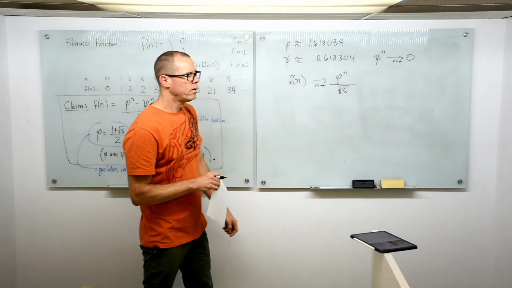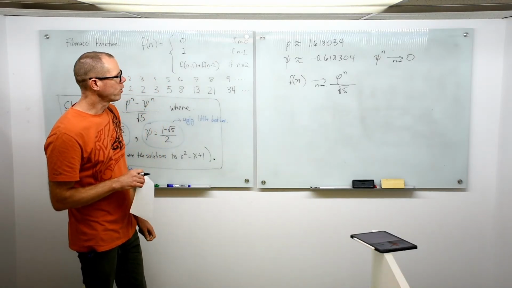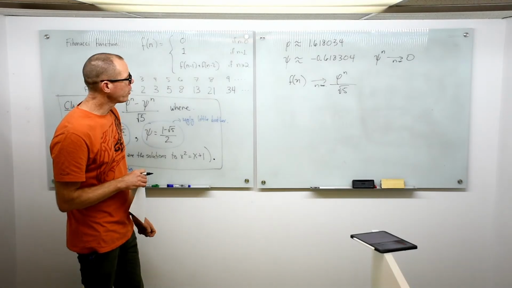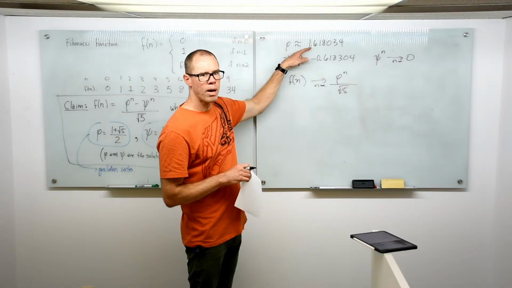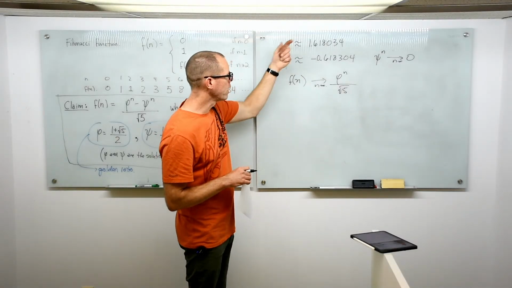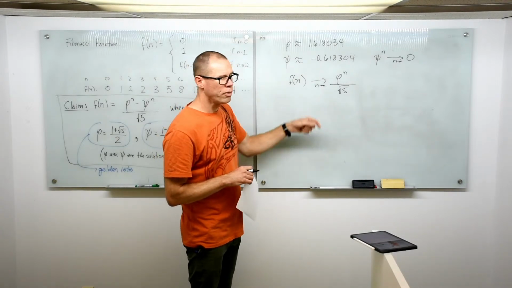So if you want a quick and easy hack to get close to a correct answer for the Fibonacci numbers, just take this thing and raise it to the power n, and divide by square root of 5. You'll get something that's very close to the correct thing. In fact, it's within 1.